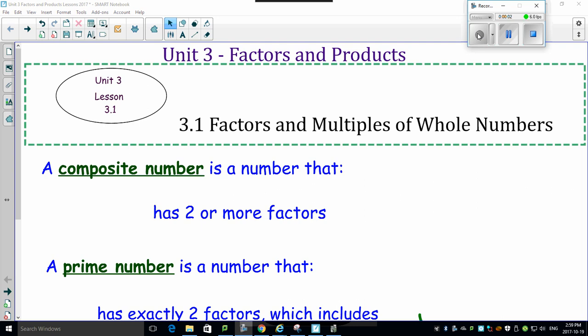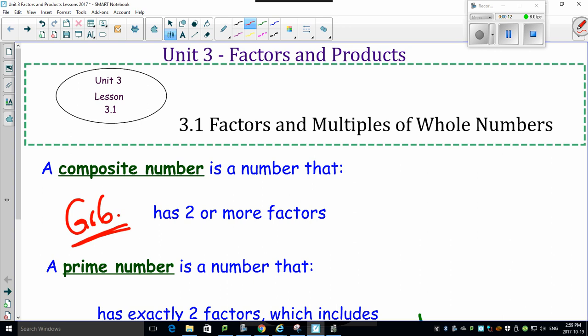Okay, let's start this journey of Unit 3, factors and products, with a throwback all the way to grade 6. Yes, I know what you're saying. Grade 6, that was the best 10 years of my life. Oh yeah, good for you. Okay, remember this? Composite numbers and prime numbers. Do you remember that at all?